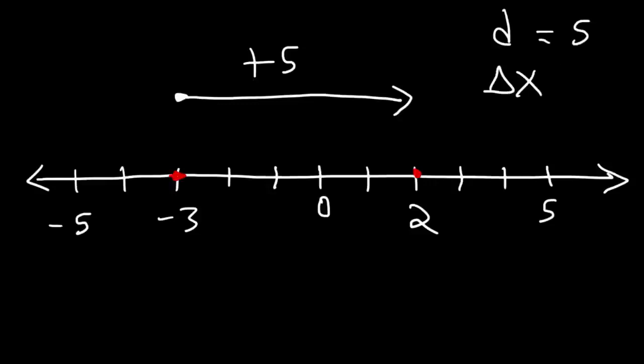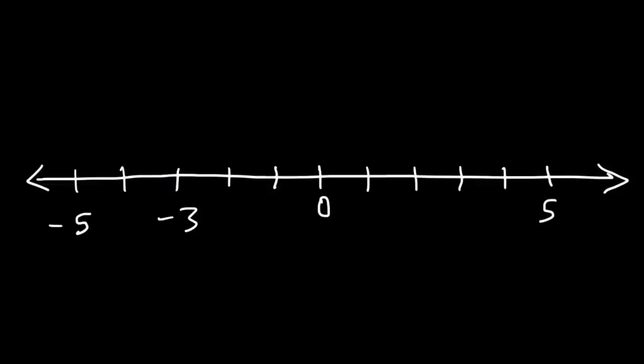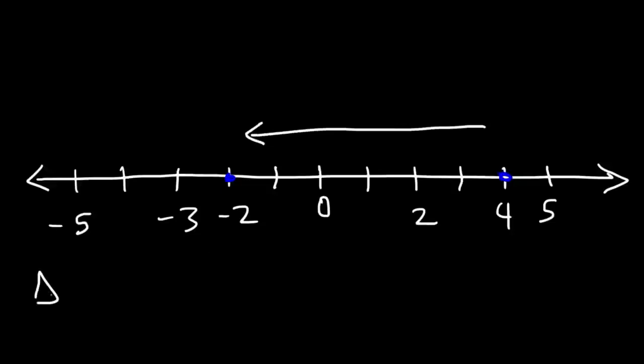Now, let's say we start at position 4 and we're traveling to position -2. What is the distance and what is the displacement? In order to find the displacement, it's basically the change in x. It's the final position minus the initial position.